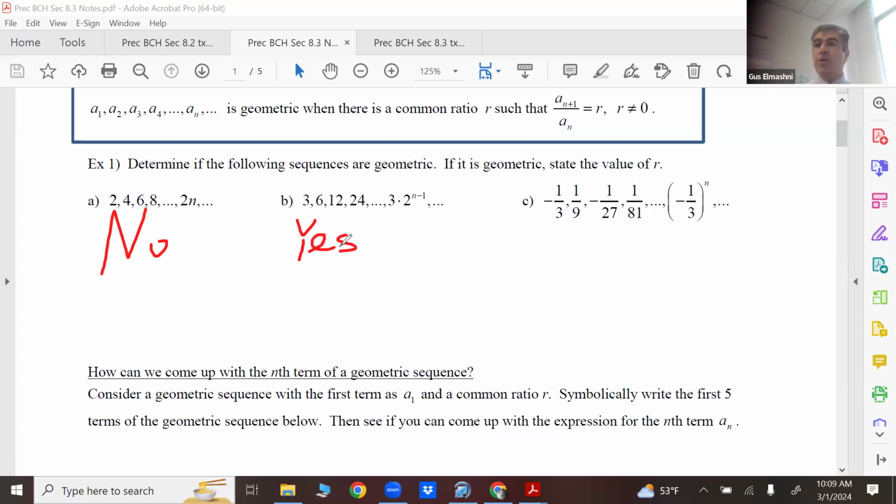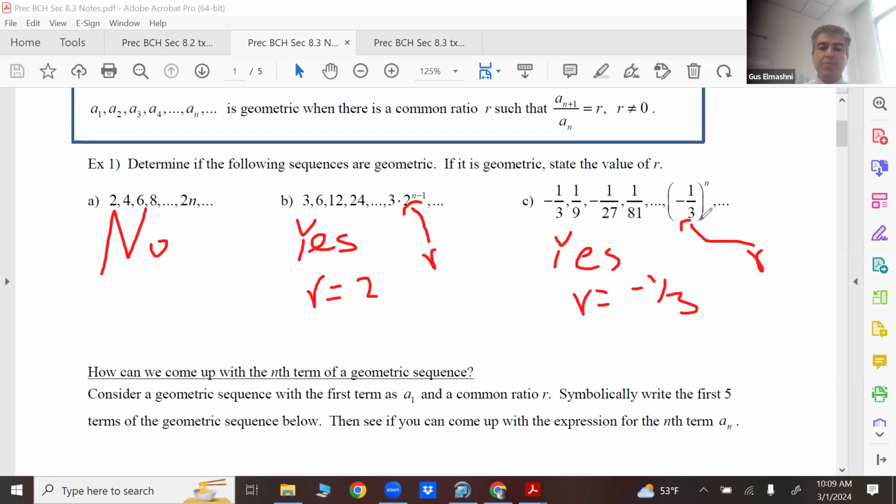Yeah, and that's exponential in nature. You need to have something exponential in nature to be a geometric sequence, because you're doing 2, or whatever the ratio is, to some power, right? So yes, and the R value is going to be 2. And of course, C is yes as well. What's the R value for that one? Negative 1/3. So we see that R is the base of the power.